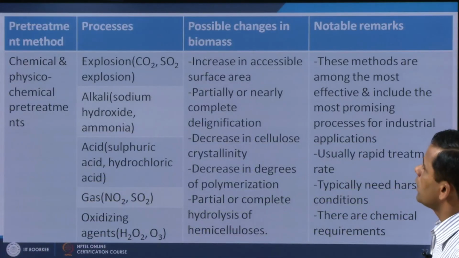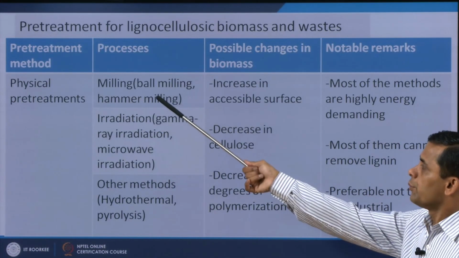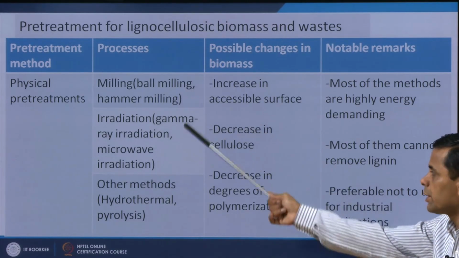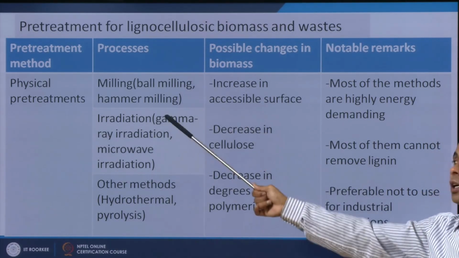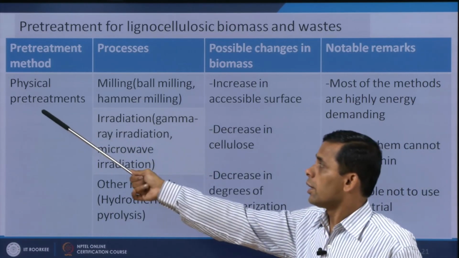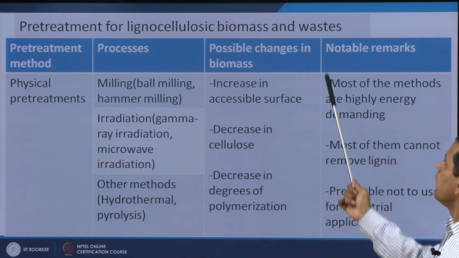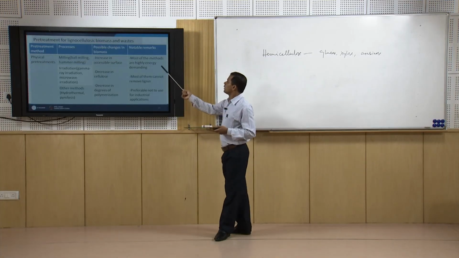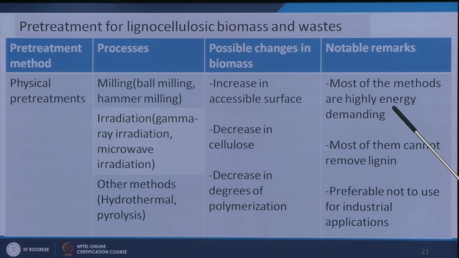The physical pretreatment methods include milling, irradiation and some other methods, that is hydrothermal and pyrolysis methods. So, these are the 3 major important methods used under physical pretreatment, and these are the possible changes in the biomass: a decrease in cellulose crystallinity, a decrease in degree of polymerization, and an increase in accessible sugar. These are the notable remarks. Most of the methods are highly energy demanding and most of them cannot remove lignin.